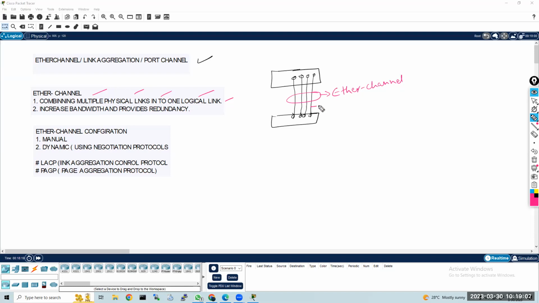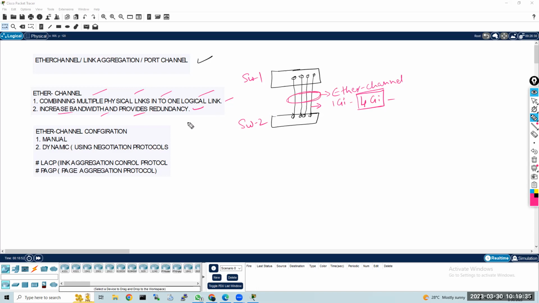So for example, one link is 1 gig. How much will it become now? After making the Ether channel, it will become 4 gig. Means the bandwidth will increase, right? It will increase the bandwidth and provide redundancy as well. So example, this is my switch 1 and this is my switch 2. This is how we can bundle them.